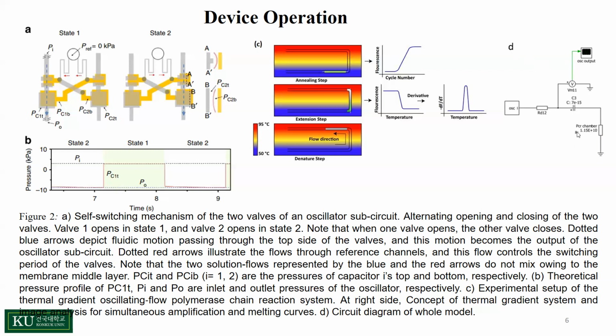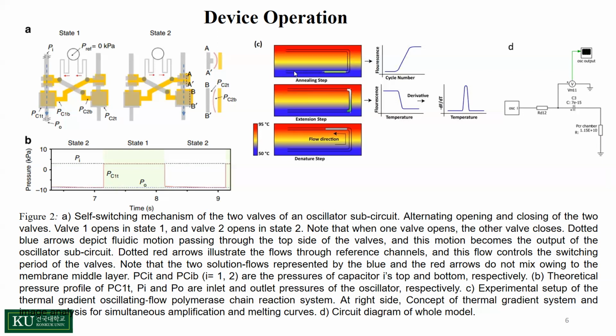At figure D, you see that the PCR chamber resistance is calculated at almost 10 to the power 10. So it is not directly attached to the oscillator. Between these two, there is a capacitor, which blocks the flow from the oscillator to the PCR reaction channel, so that no fluid can go from the oscillator to the external device. This is ensured by using a capacitor C3 at figure D.